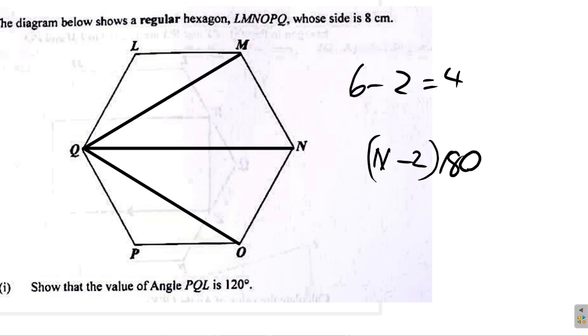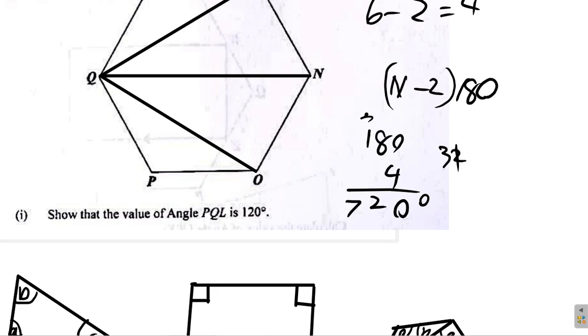Because you have this plus this plus this giving 180, plus this plus this plus this giving you 180, plus this plus this plus this giving you 180, plus this plus this plus this giving 180. So you have 1, 2, 3, 4 cases where you add up 180s. So 180 times 4 is 720 degrees. Total.